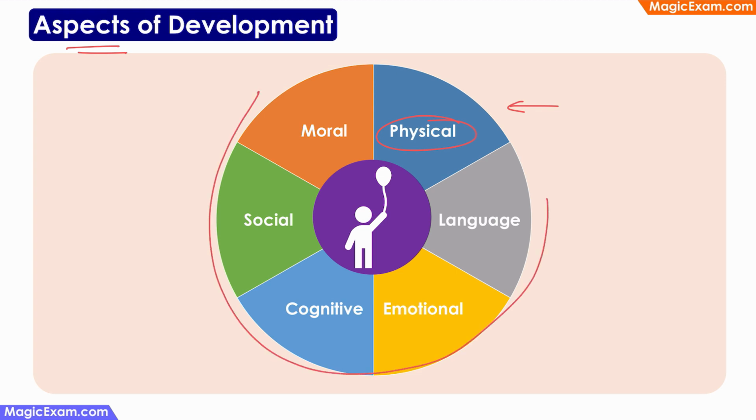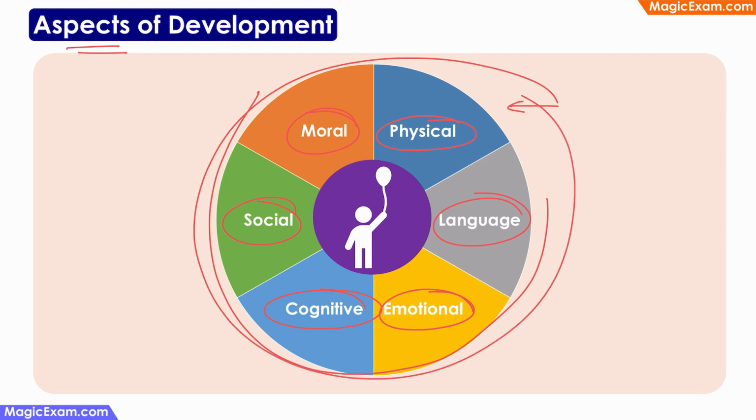For example, a person's language is going to improve as the person grows older and interacts with a lot of people. And the person will also grow emotionally. And there is also cognitive development that happens. And there is social development which happens where the person is learning to interact with the people around him or her. And then there is moral development which happens where the person is learning to take moral decisions. So development consists of all these different aspects.